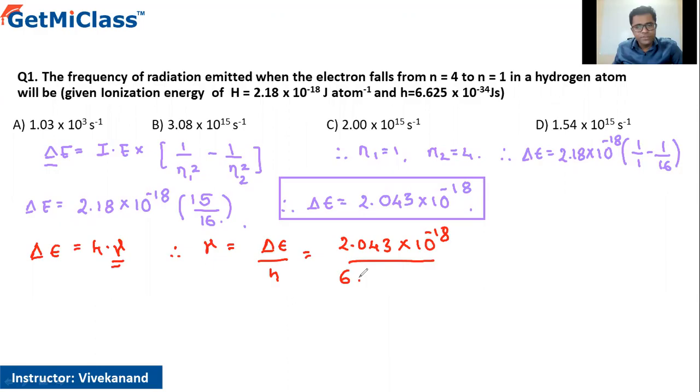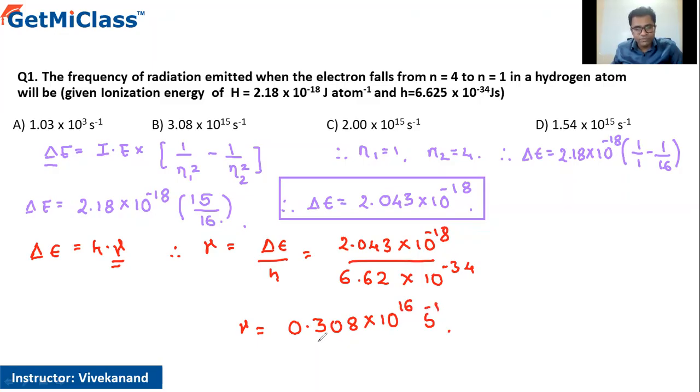6.626 × 10^-34. Now, once we substitute all these particular values, upon the calculation, we would end up getting the answer as around 0.308 × 10^16. Sorry, I'm going to be sorry for this, it is going to be 10^16 per second.